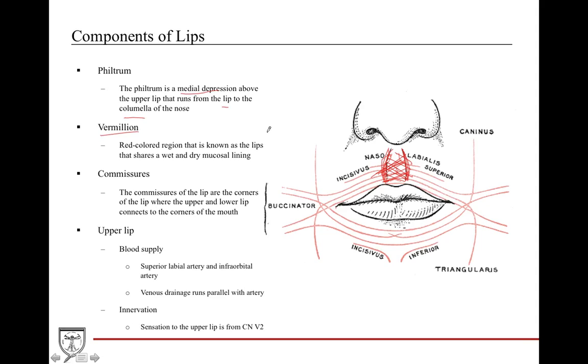The next component that's important about the lips is the vermilion, and this is this region right here. This is the red region of your lips. This is where you put your lipstick, this is where you put your chapstick on, and this is what shares both the wet and dry mucosal lining.